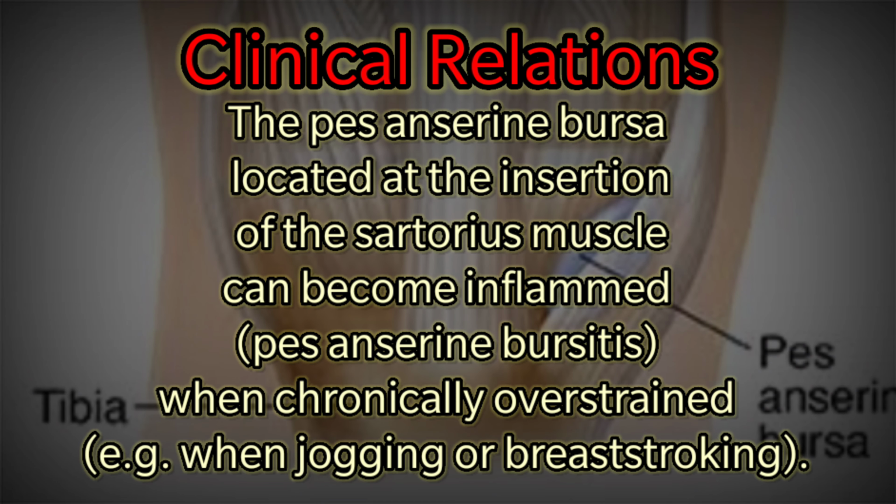Clinical relations: the pes anserinus bursa located at the insertion of the sartorius muscle can become inflamed, which is known as pes anserinus bursitis, when chronically overstrained, for example when jogging or breaststroking, etc.